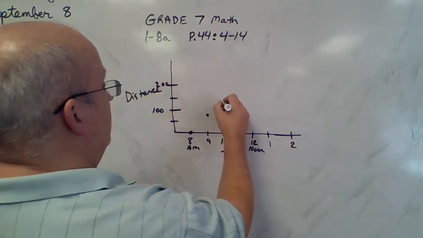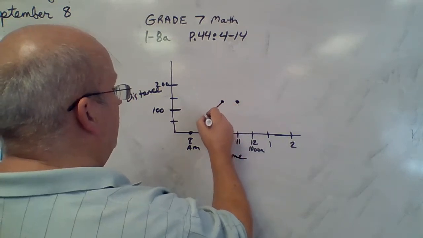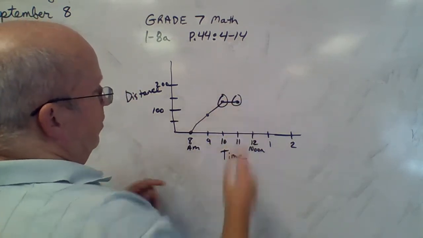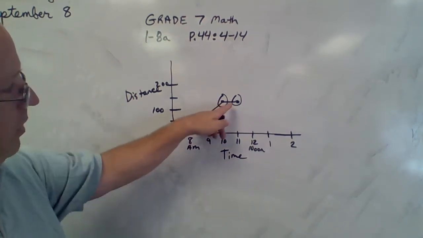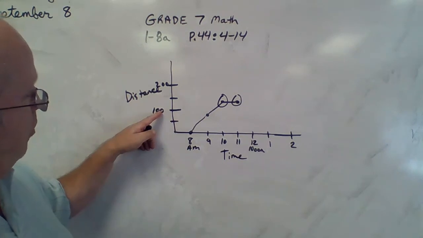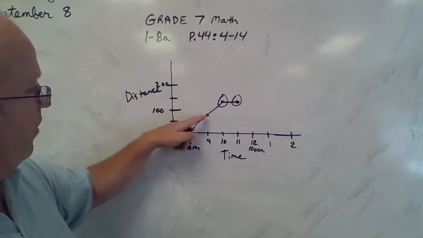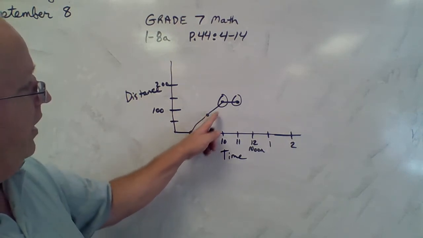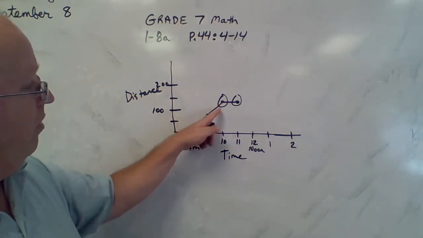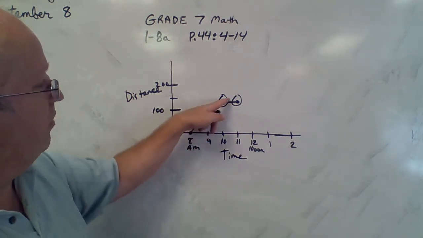So 10 a.m. we got about here, and 11 a.m. same mark. So we're looking at this dot, and we're looking at this dot, and we're trying to figure out what's happening between these two dots. From 8 a.m. to 9 a.m., maybe about 75 miles. From 9 a.m. to 10 a.m., it looks like he traveled about another 65 miles.